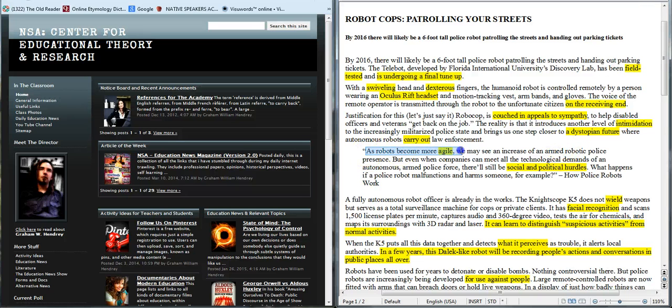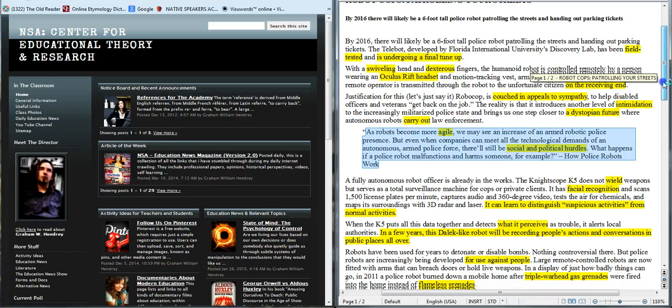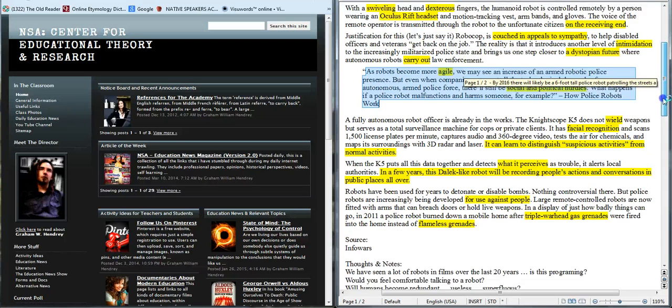As robots become more agile, we may see an increase of an armed robotic police presence. Yay. But even when companies can meet all the technological demands of an autonomous armed police force, there'll still be social and political hurdles. It makes it sound like it's inevitable, really, doesn't it? What happens if a police robot malfunctions and harms someone, for example? Well, what happens if a policeman harms somebody? Not much.